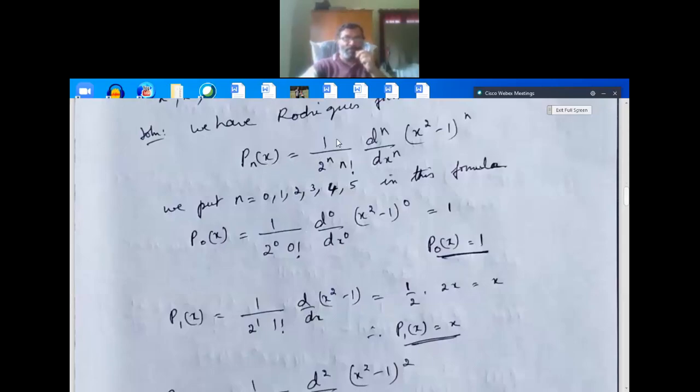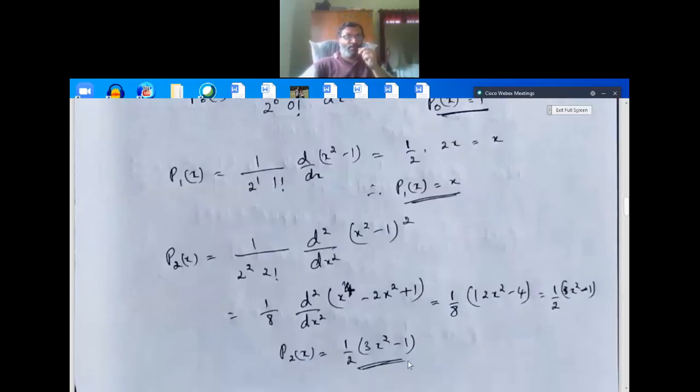Then P1 of x equals 1 by 2 power 1 into 1 factorial d by dx, n is 1, x squared minus 1. So differentiation of x squared is 2x. Here 1 by 2 cancels, so P1 of x is x. It's the same thing we got from the Legendre's polynomial. So remember these two, P0 of x is 1 and P1 of x is x.